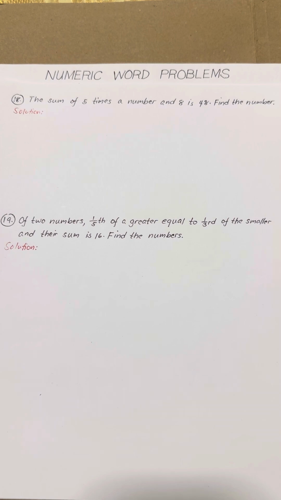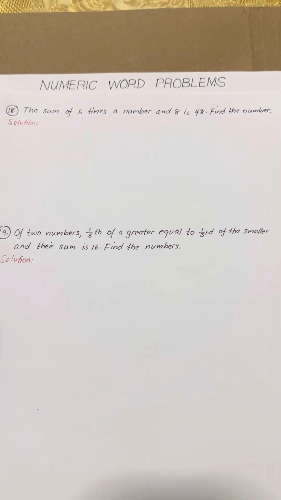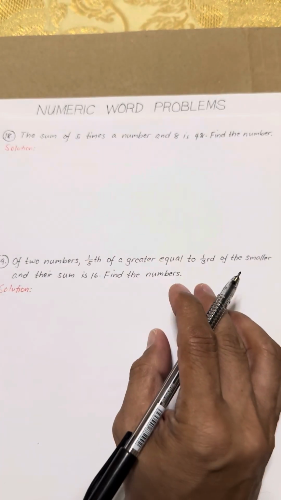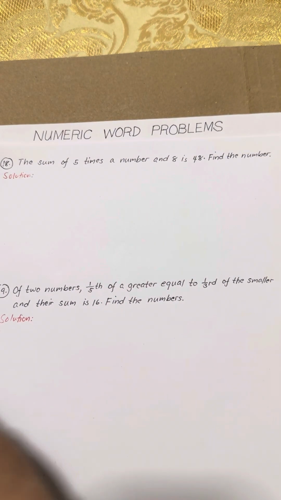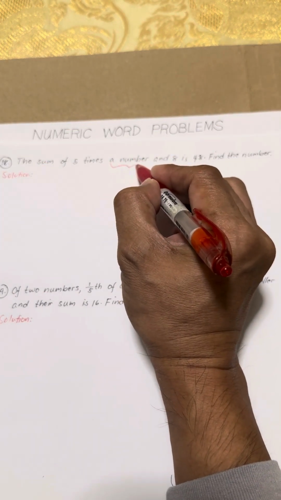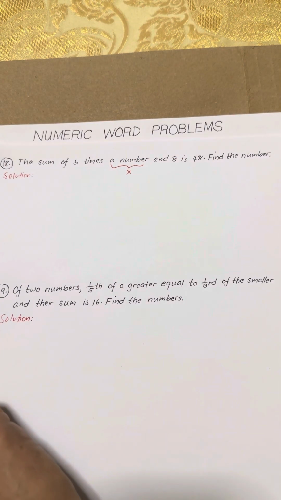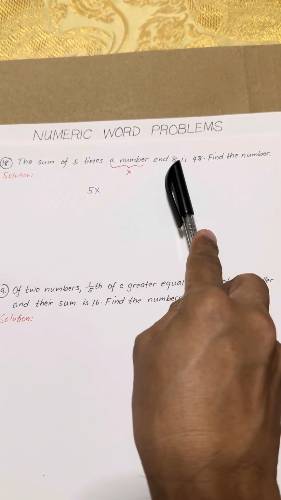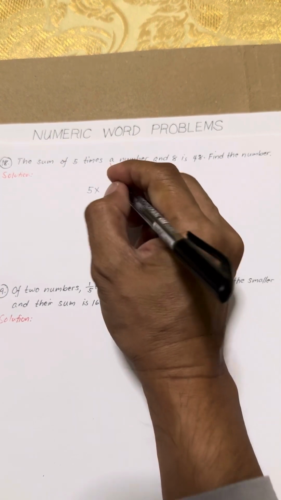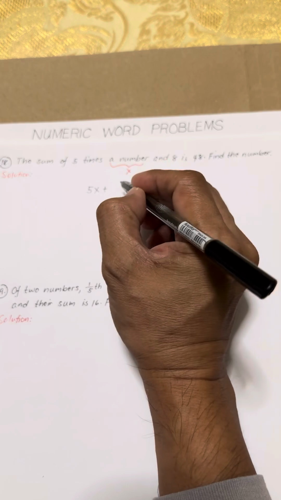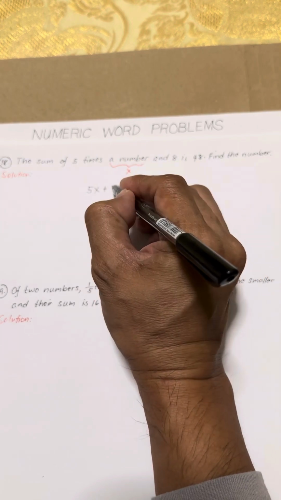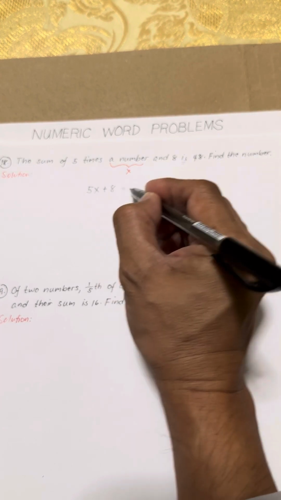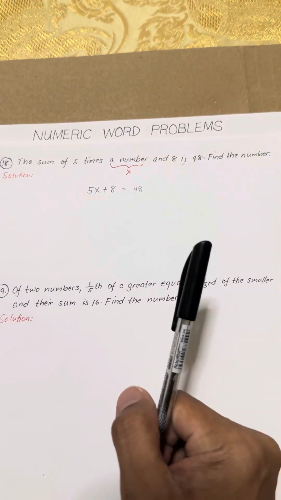Find the number. From the problem statement, this is our solution. 5 times a number, we don't know what number that is, so we can let that number be equal to x. So 5 times a number means 5 times x, and 8. And means plus, so plus 8, is, the word is means equals 48. So that's our equation now.